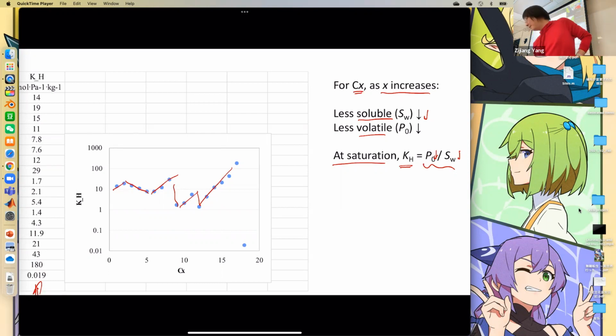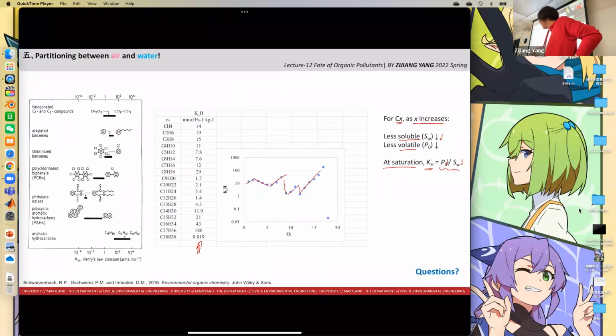So I would say the KH value is influenced by both of these two parameters. That's why the small ones are in the middle, and we have some large ones at different sides. So for this one, do you guys have any questions? No. Okay.